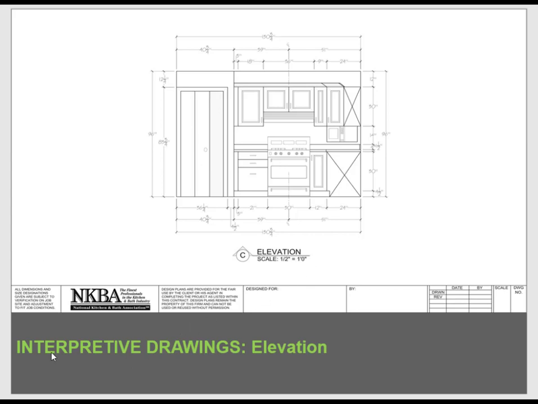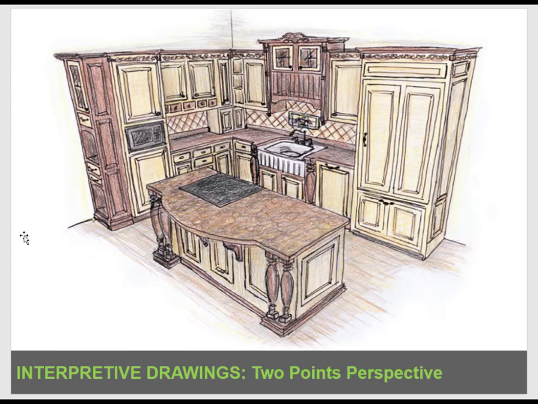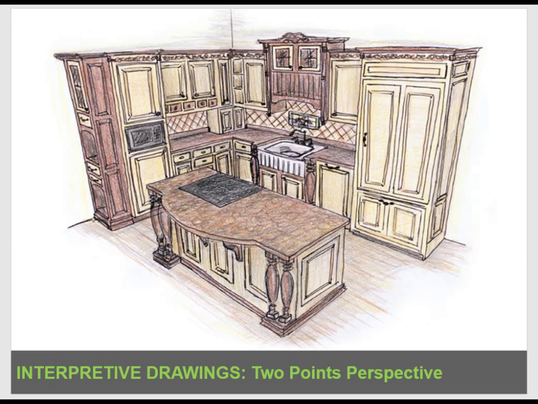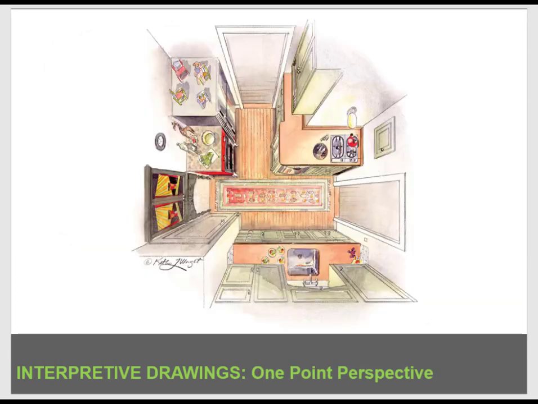Elevations are considered interpretive drawings, and elevations are to scale. Now, perspective is also regarded as interpretive drawings, but it is not to scale. So if you do have perspective on your drawing set, please do not say that it is to scale. Under the title block where it says scale, you're going to say NA. Okay, so this is a 2-point perspective drawing, and this is a 1-point perspective drawing. Okay, and that is all I have for you for elevation standards for the NKBA.